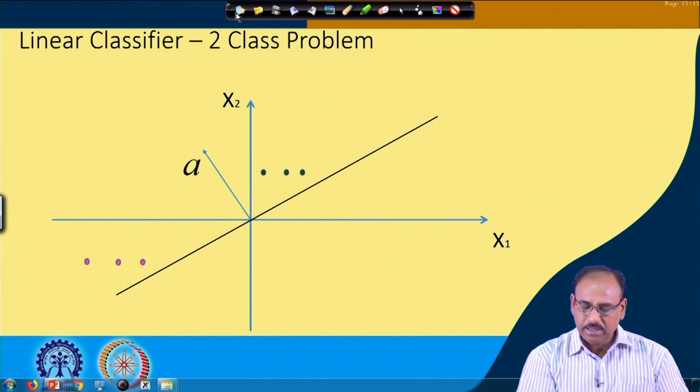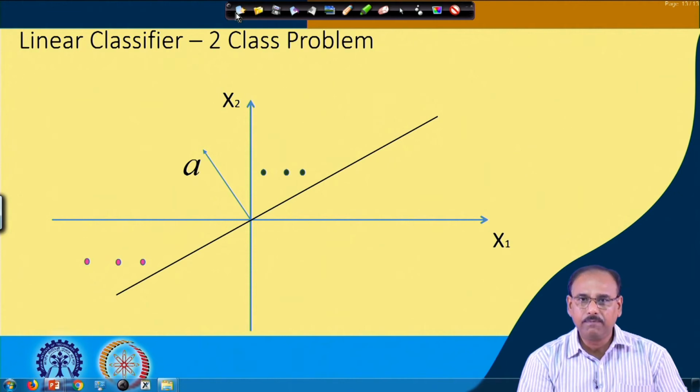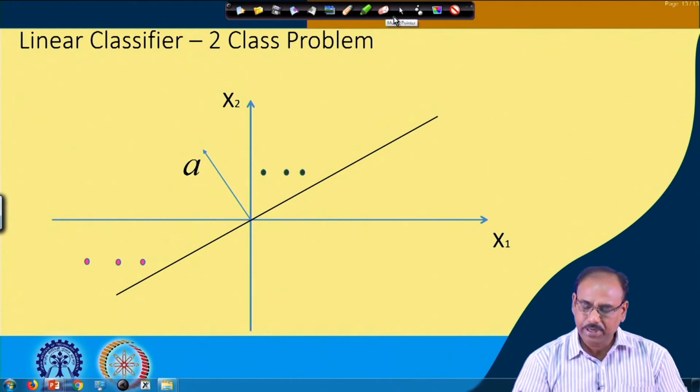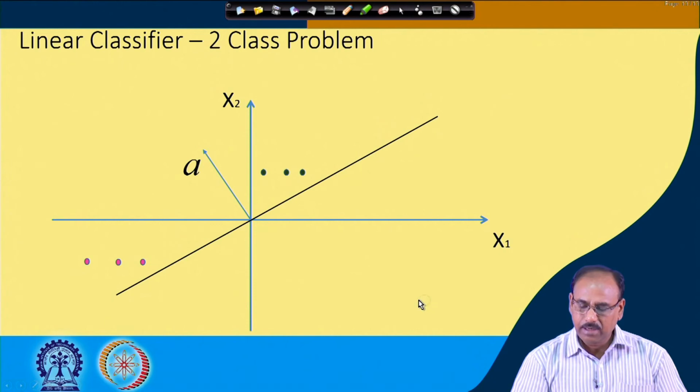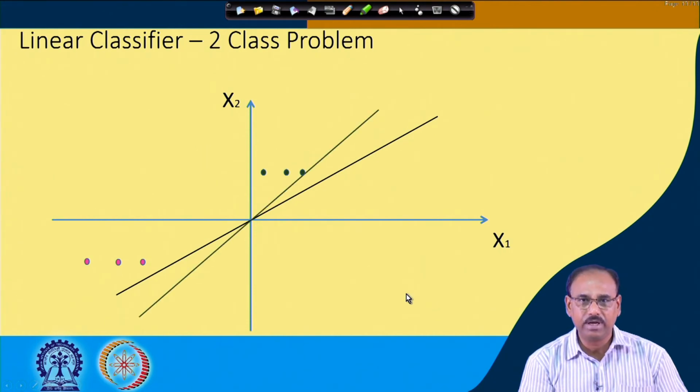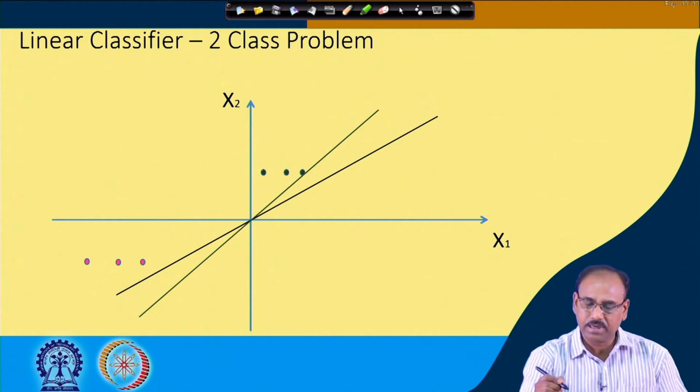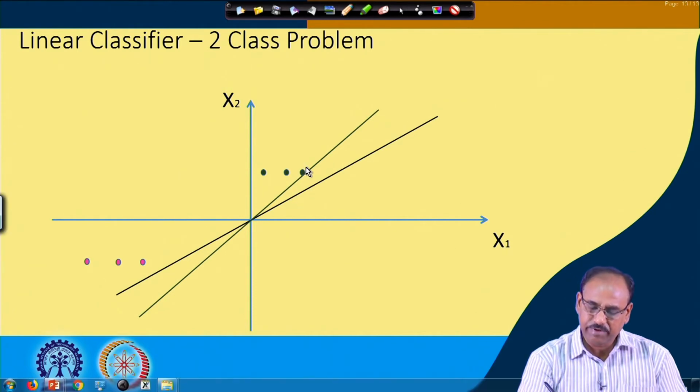I can observe one more thing: what is the limit of this separating plane, or what is the limit of the solution vector A. If I rotate the separating plane in the anti-clockwise direction, then the limit to which I can rotate it is given by this, because if I rotate it further in the anti-clockwise direction, then this feature vector belonging to class omega 1 is going to be misclassified.